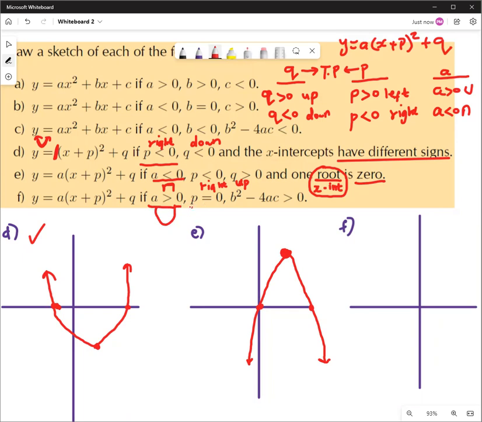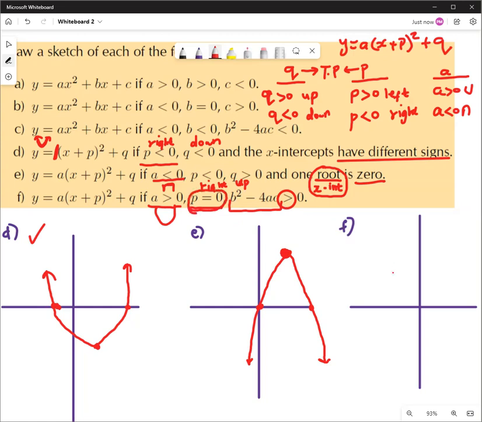If P is equal to 0, it's like the case where B was 0, right? We're basically turning on the y-axis. We're turning on the y-axis, right? Sharp. And then this one, the discriminant, tells us that it's positive, right? So if it's positive, it means you have 2 x-intercepts. You have 2 x-intercepts, right? Perfect.